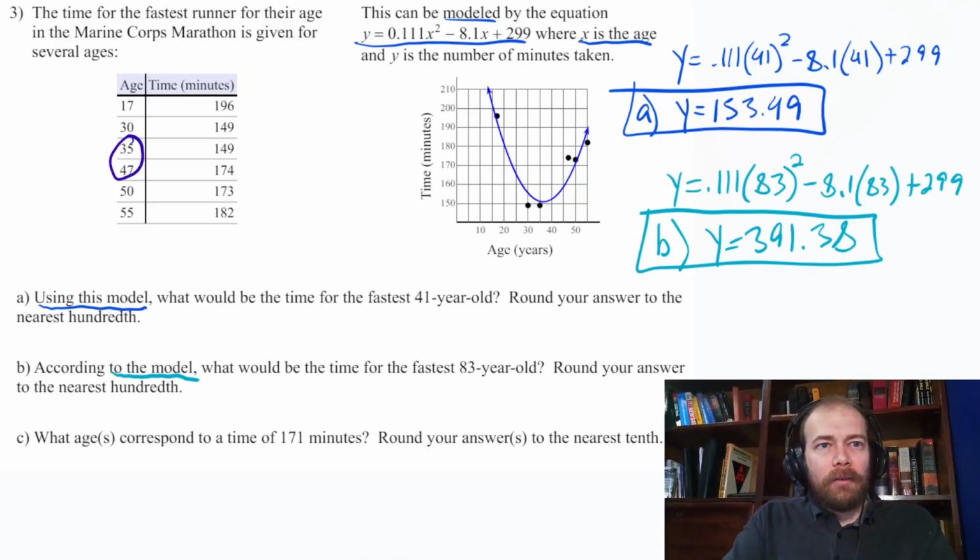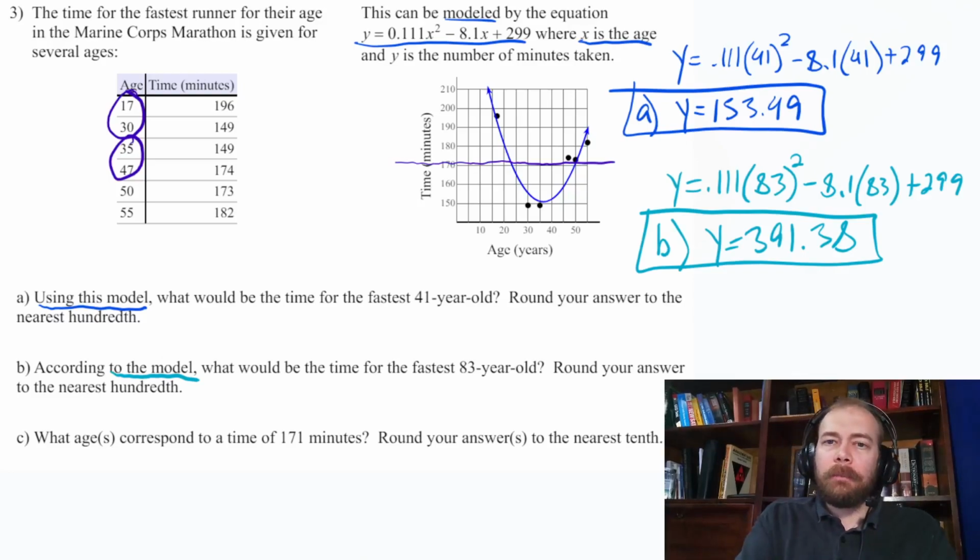And then also between these guys, or if you just look at the graph, 171 would be about right here. So it should be somewhere around 50 actually. Which, I mean, 50 is 173, but that's pretty close. And then over here should be, you know, young 20s. Yeah, looks about right, I guess.